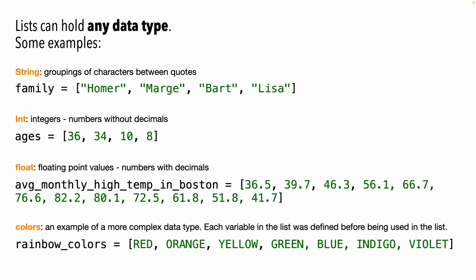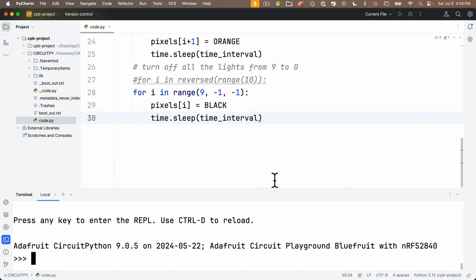And you can also pass in more complex data types. Here we're using colors, which we defined as separate variables. Remember, each one is 3 digits inside of parentheses, and here we're passing in each color using the variable names. Now let's head to the REPL together.